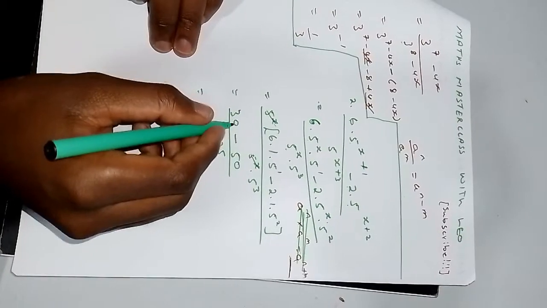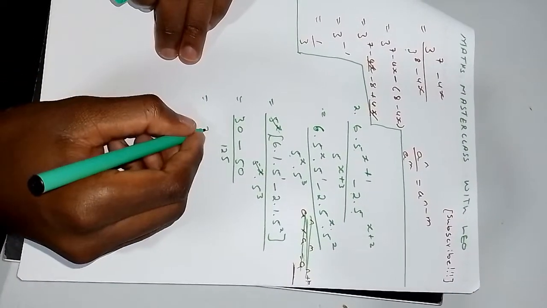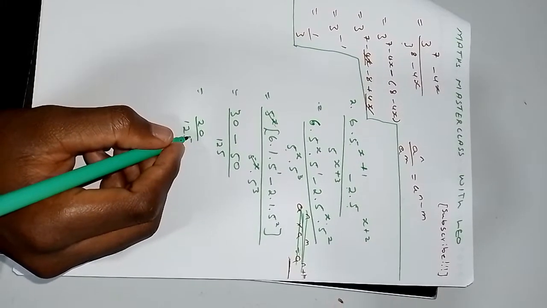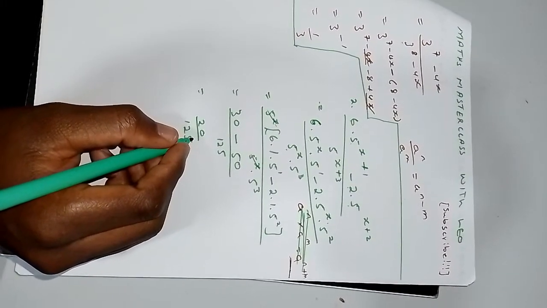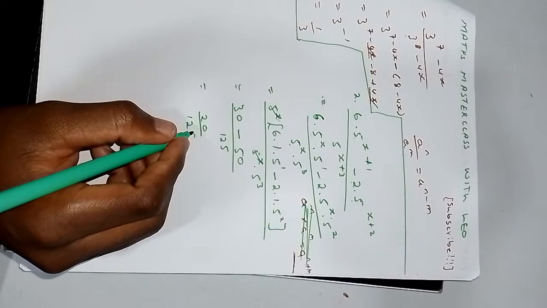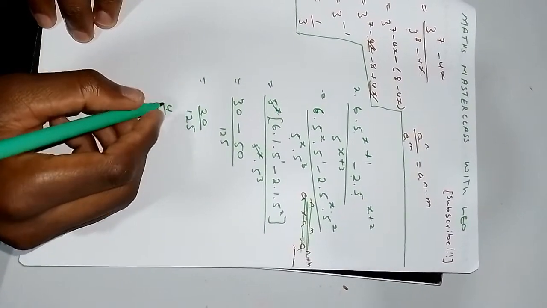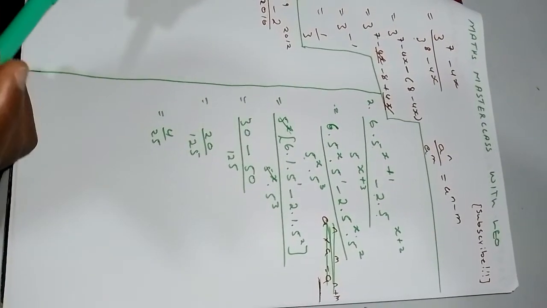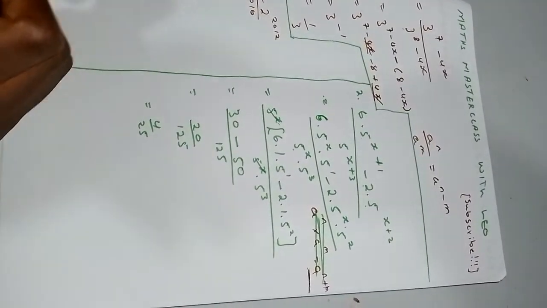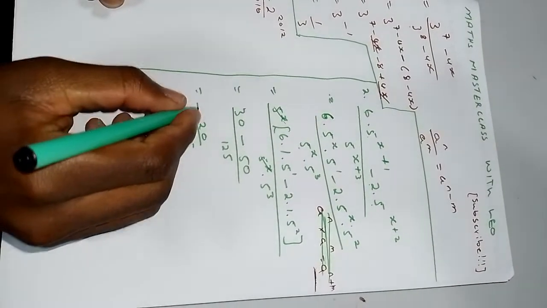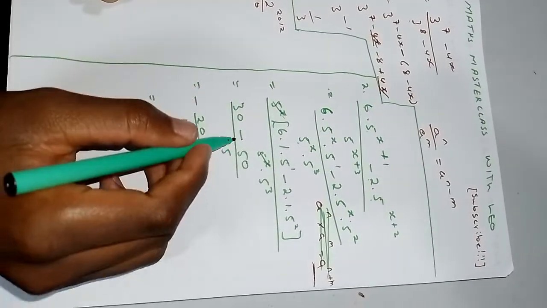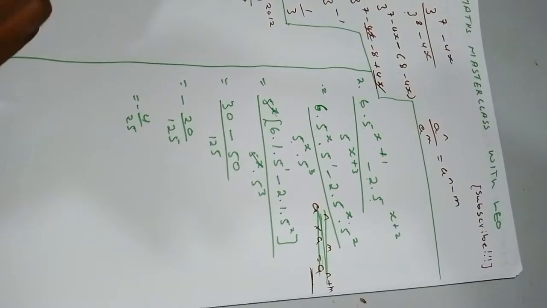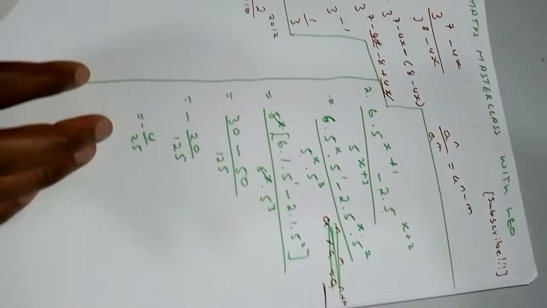Then this is going to be 20 divided by 125. What is 20 divided by 125? We have 4 over 25. Now, actually this is supposed to be negative, because 30 minus 50 is going to be negative 20. So I'm going to have negative 4 over 25. Let's move to the next question.